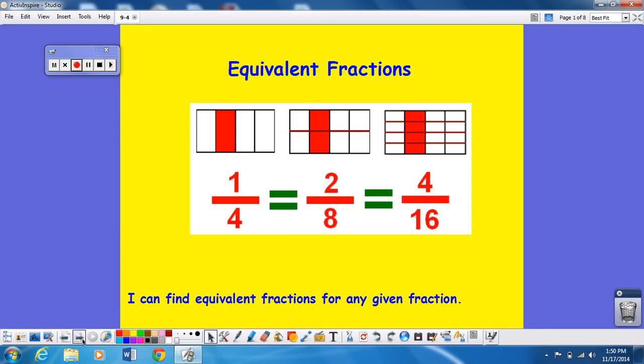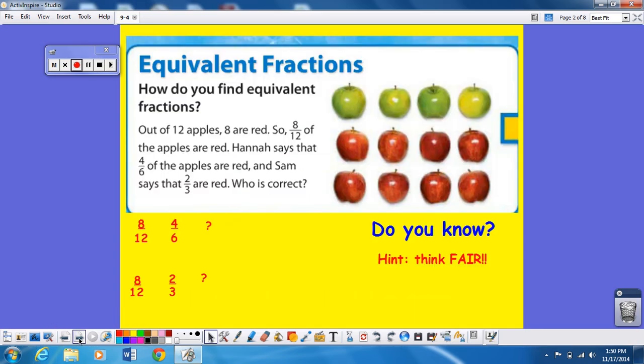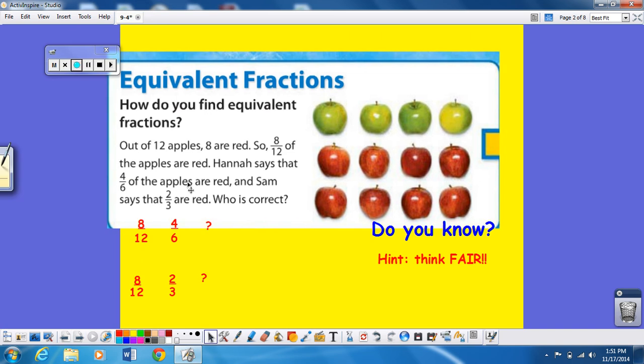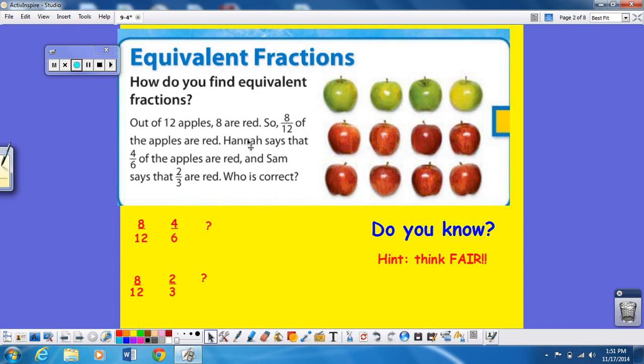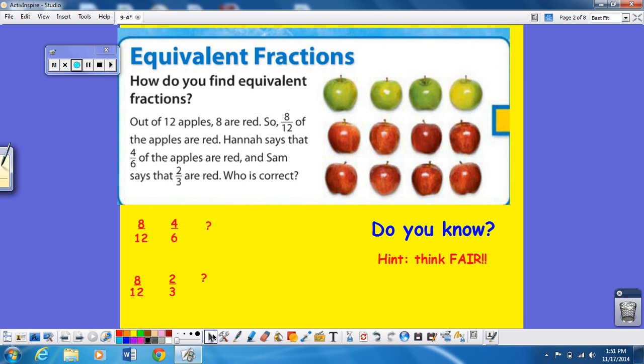Okay, so let's look at how we do this. Here are some apples, and it says out of 12 apples, 8 are red. So 8/12 of the apples are red. Hannah says that 4/6 of the apples are red, and Sam says that 2/3 are red. Who is correct? All right, let's take a look at these numbers and see who is correct.